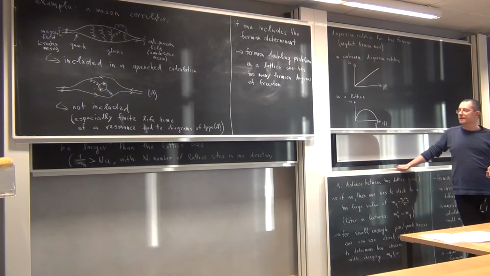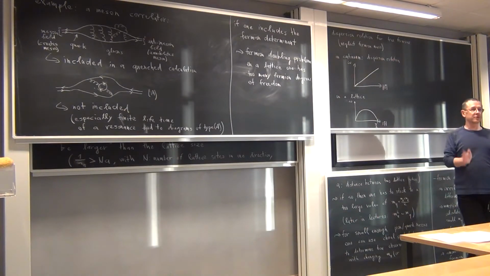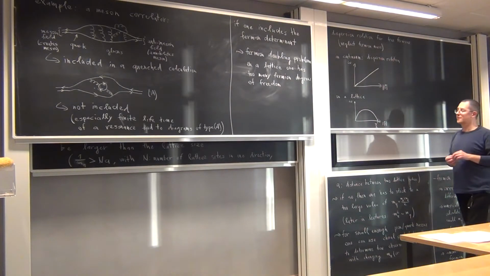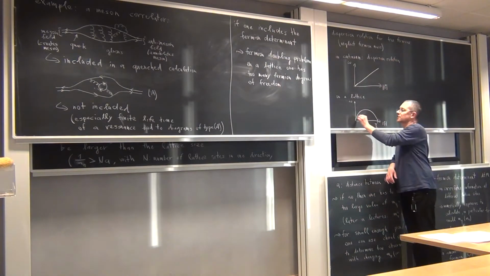Now basically one reads off a dispersion relation close to where the energy is zero. There one tries to read off what is the relation between energy and momentum. That's a good strategy here.